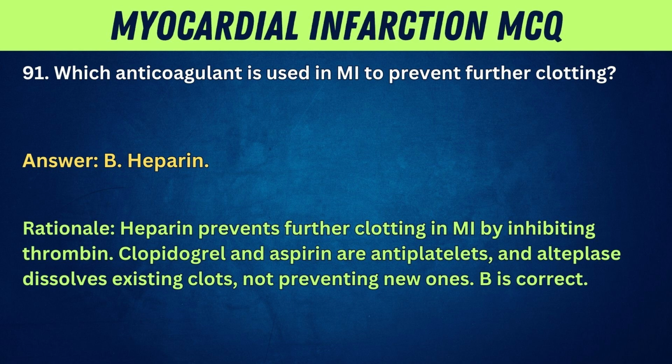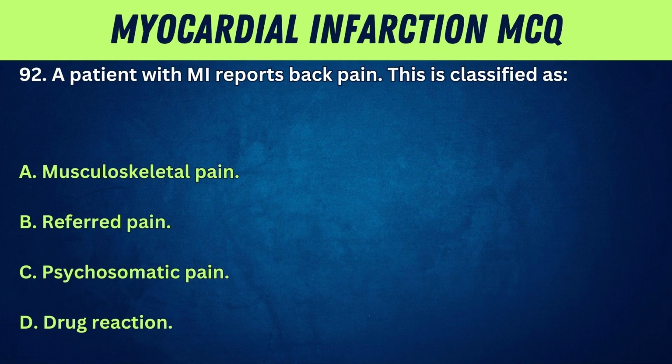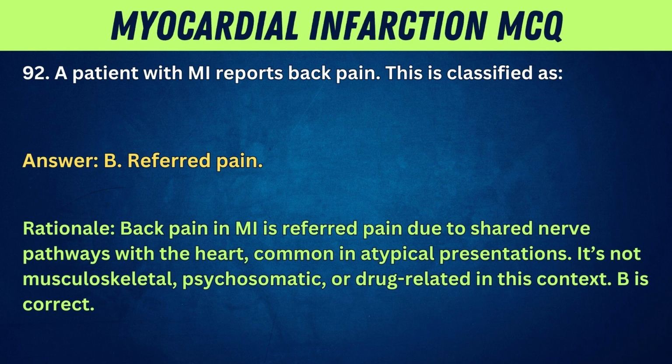B is correct. 92. A patient with MI reports back pain. This is classified as A. Musculoskeletal pain. B. Referred pain. C. Psychosomatic pain. D. Drug reaction. Answer: B. Referred pain. Rationale: back pain in MI is referred pain due to shared nerve pathways with the heart, common in atypical presentations. It's not musculoskeletal, psychosomatic, or drug-related in this context.